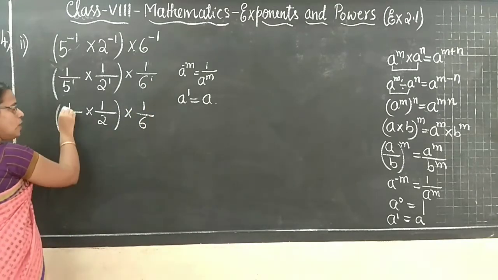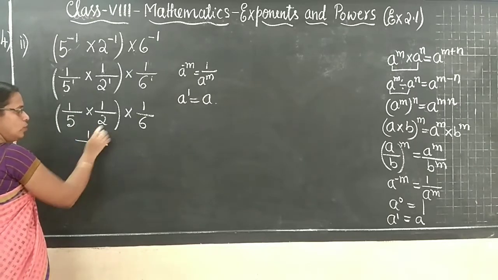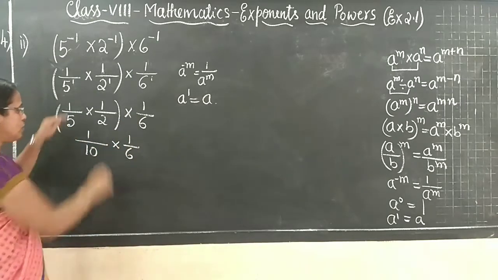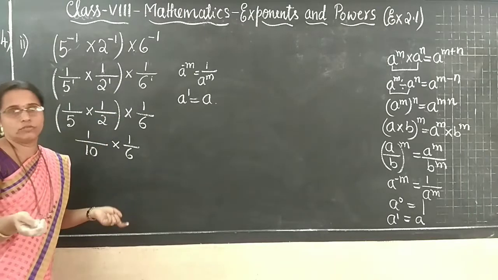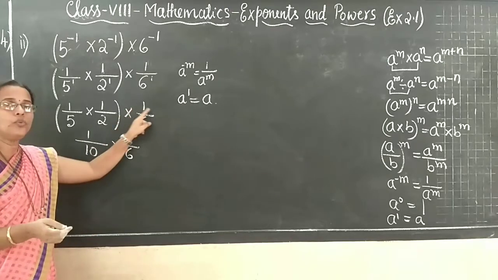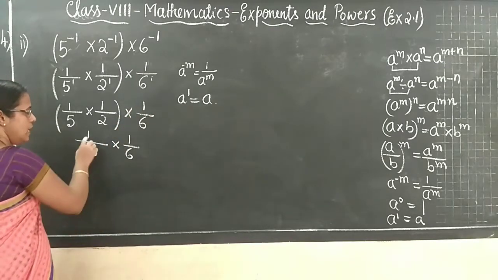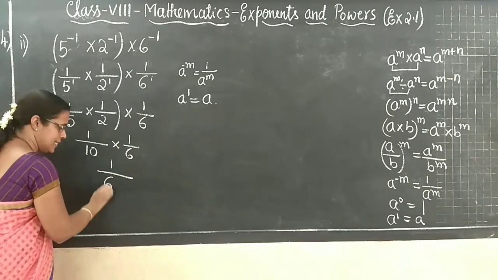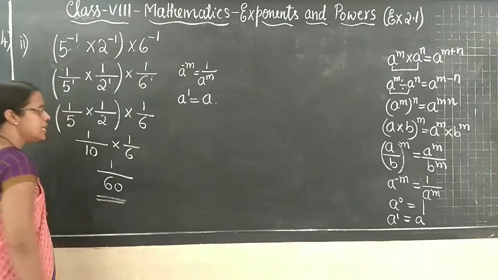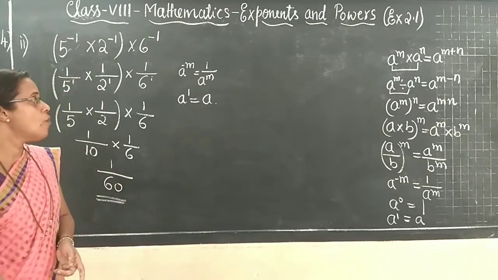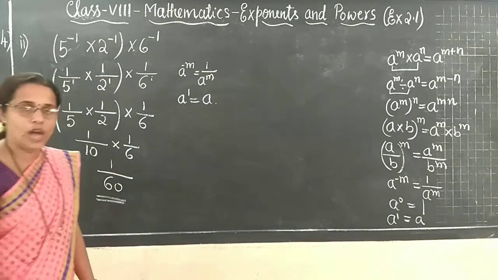Now multiply. 1 ones are 1, 5 twos are 10, into 1 by 6 outside. So first solve the bracket. 1 ones are 1, 5 twos are 10, into 1 by 6 as it is. Now again multiply. 1 ones are 1, 10 sixes are 16. So the final answer is 1 by 16. Evaluate means you have to find the value of that. Hope you all understood.